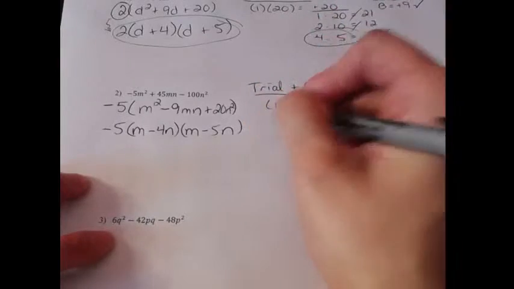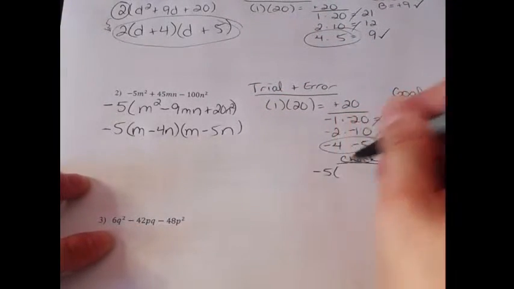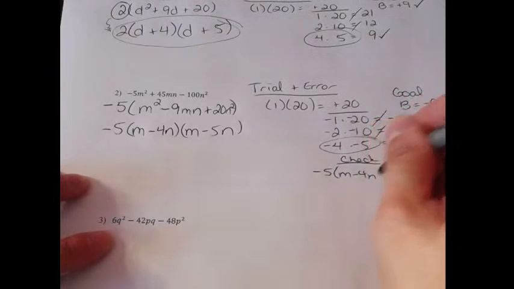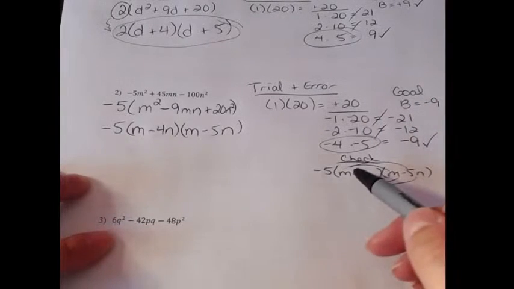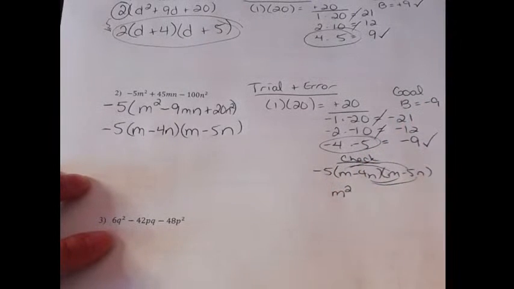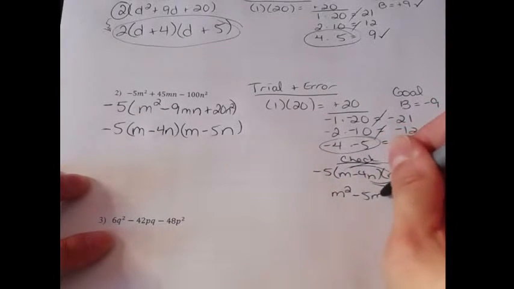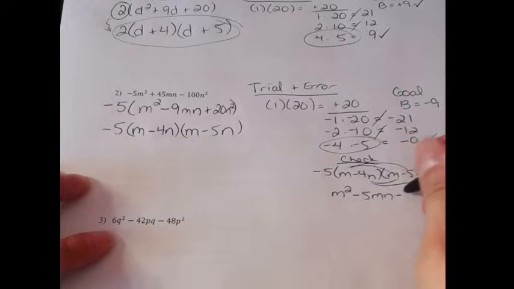So I'm going to do a quick check for you. So let's write check here. Negative 5 times m minus 4n times m minus 5n. Again, I would always distribute your binomials first. M times m is m squared. M times negative 5n is negative 5mn. Negative 4n times m is negative 4mn. And negative 4n times negative 5n is positive 20n squared.